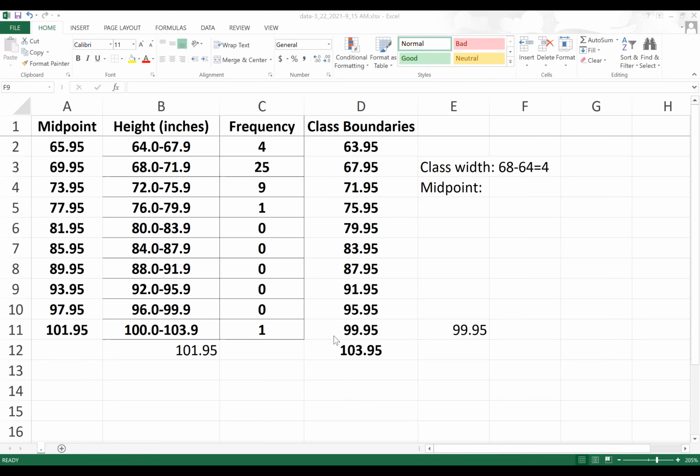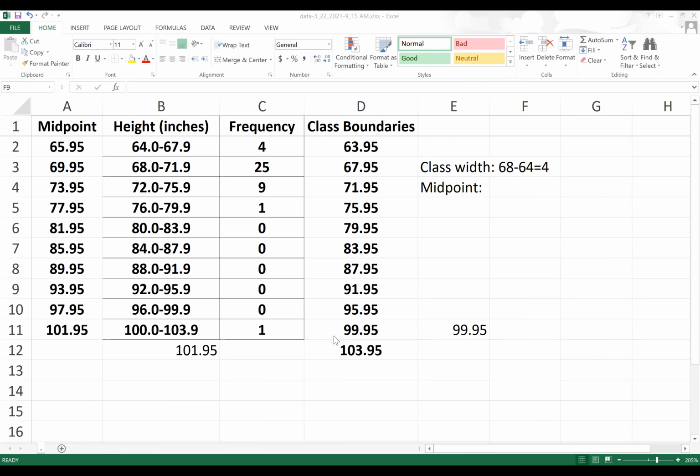And then the very last one, less than 70, right? So we'll be accumulating everything, all the classes, all 7 classes. So 39 adding 1 becomes 40. If you look at it, the total frequency should be 40.